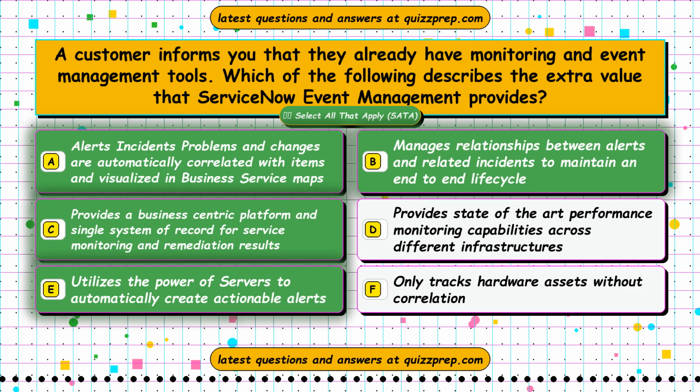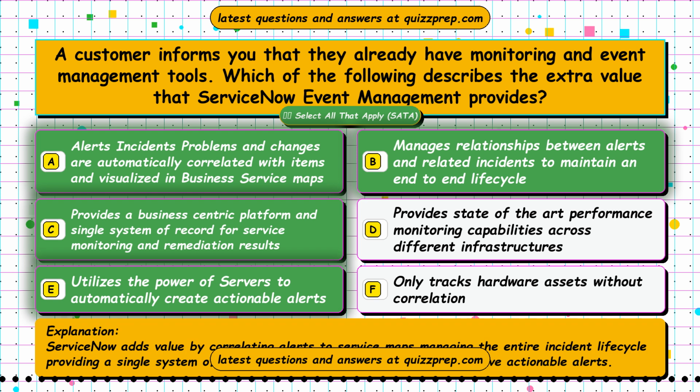The correct answers are options A and B and C and E. Alerts, incidents, problems and changes are automatically correlated with items and visualized in business service maps. Manages relationships between alerts and related incidents to maintain an end-to-end lifecycle. Provides a business-centric platform and single system of record for service monitoring and remediation results. Utilizes the power of servers to automatically create actionable alerts. ServiceNow adds value by correlating alerts to service maps, managing the entire incident lifecycle, providing a single system of record and utilizing discovery servers to drive actionable alerts.